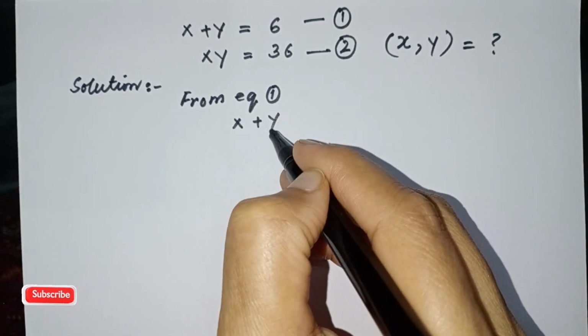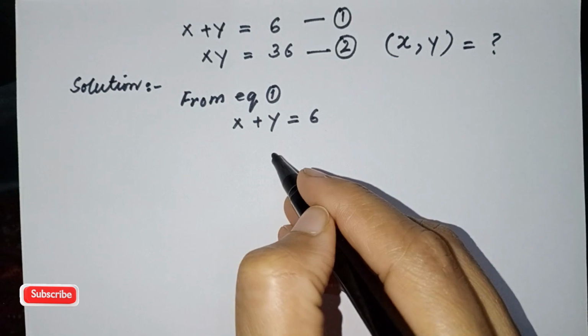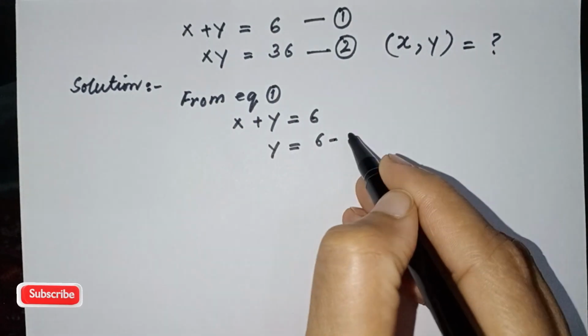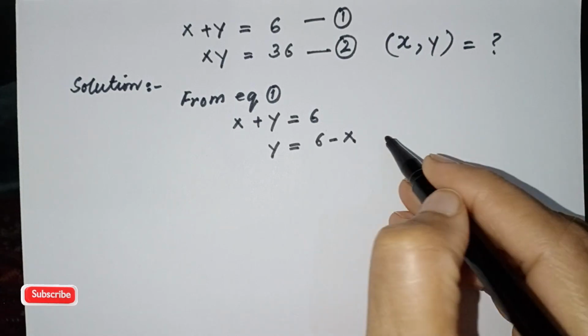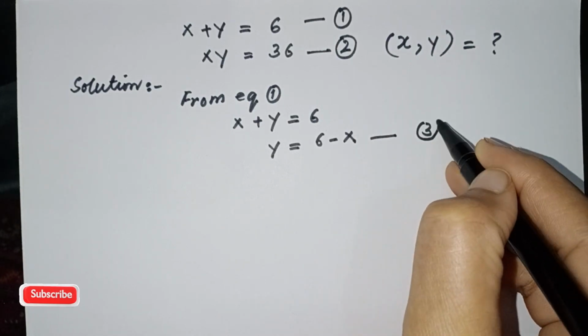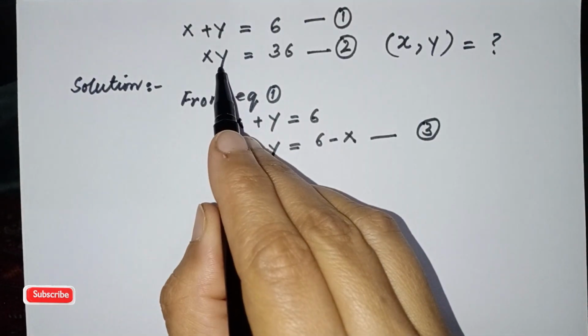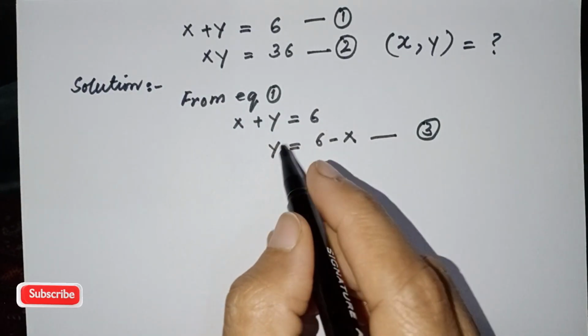x plus y is equal to 6. So y is equal to, we will bring x from the left hand side to the right hand side and it will become y is equal to 6 minus x. We will give it the name equation 3. So now we will plug in the value of y in equation 2.